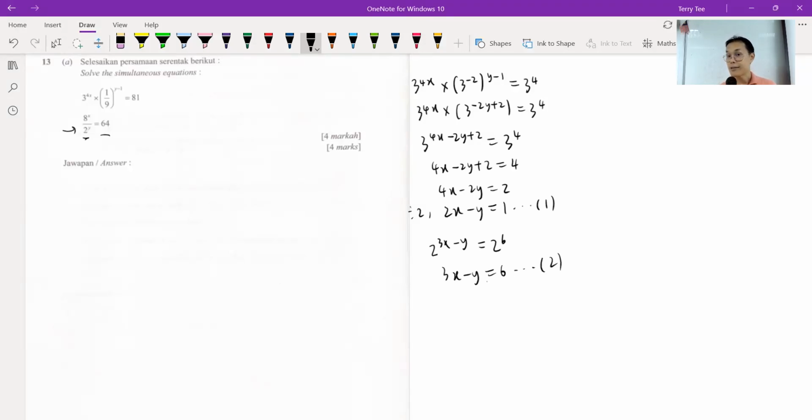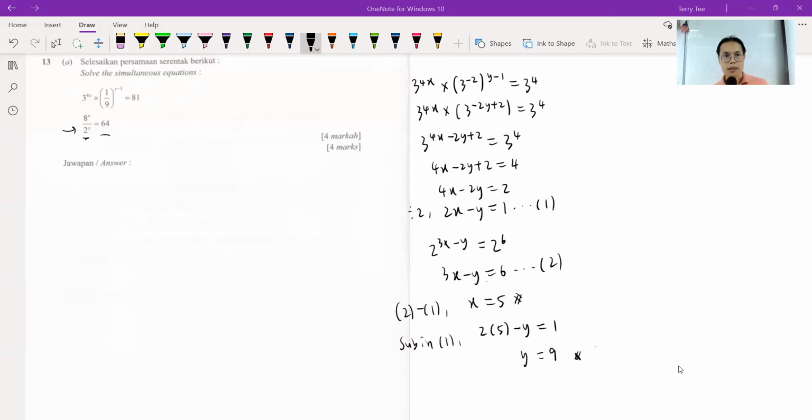Equation number 2, we can solve them simultaneously by using subtraction. 2 minus 1. 3x minus 2x is 1x. Minus y minus minus y disappears. 6 minus 1 is 5, so x is 5. You just sub into any equation. Equation 1, your x is 5: 2 times 5 is 10, 10 minus y equals 1. So y is just 9.